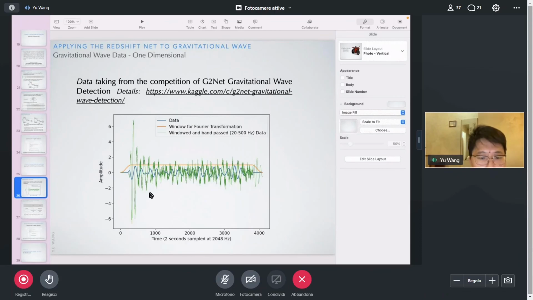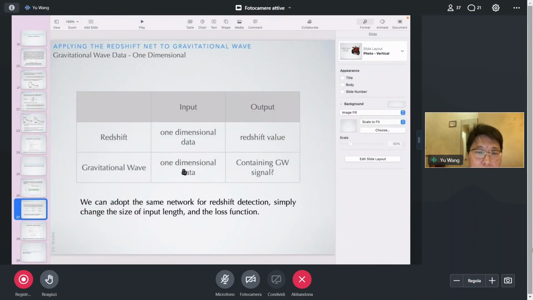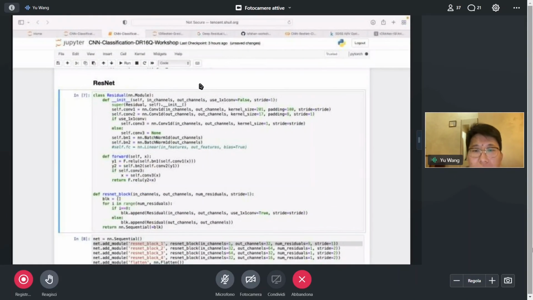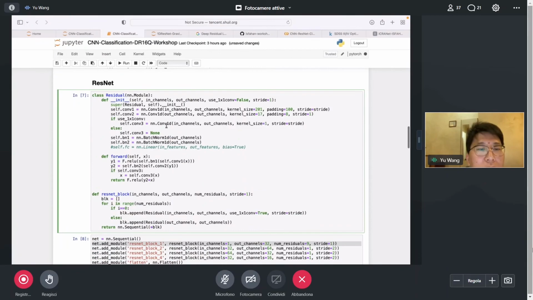So this is again one-dimensional data. Just the length of the input data is different from the previous SDSS data. So the input of these two problems is one-dimensional, but the size is different. And for the output, the redshift gives a value, and the gravitational wave problem gives whether the input data has a signal there. So again, you see, we only change a very little part. Let's see how it is now.